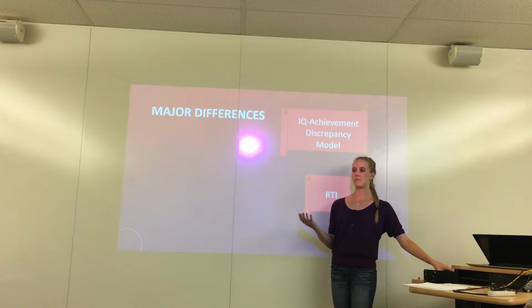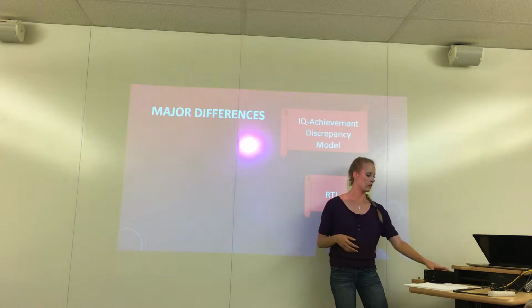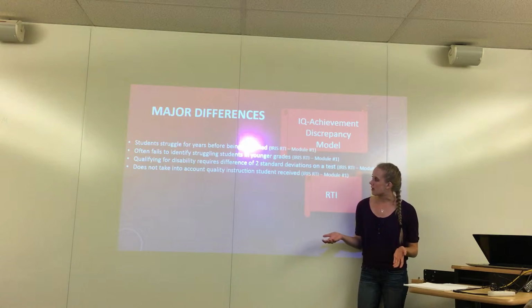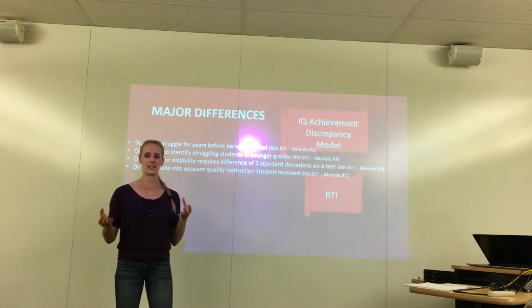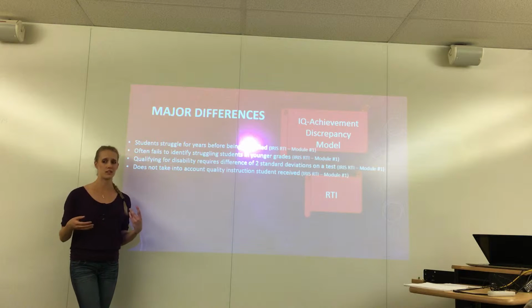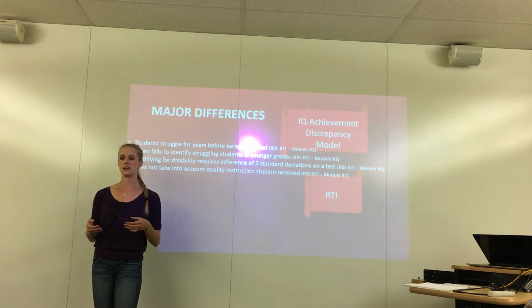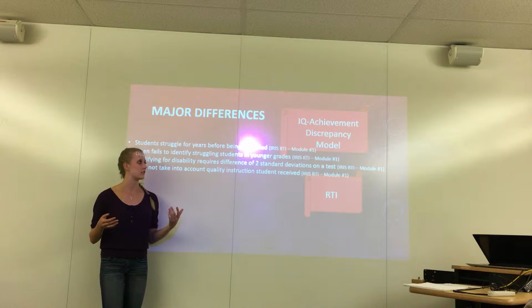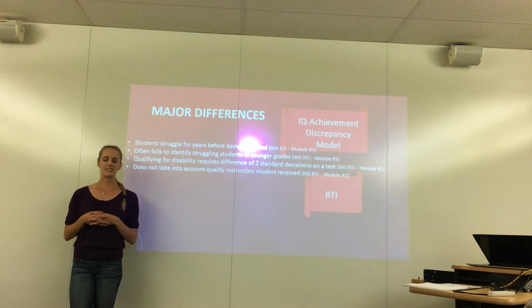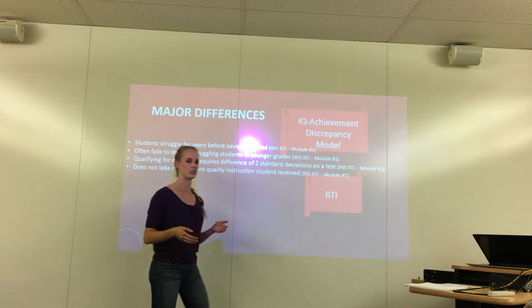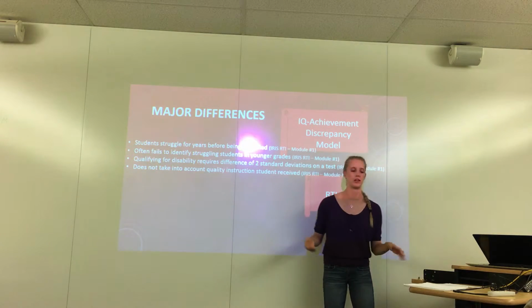So let's take a look at some of the major differences between the IQ Achievement Discrepancy Model and the RTI model. With the IQ Achievement Discrepancy Model, students often struggle for years before they're identified, and it often fails to identify students in the younger grades. Also with this model, qualifying for a disability and getting special help requires a difference of 2 standard deviations on an individualized test, and it does not take into account the quality instruction that the student received before taking the test to determine their learning disability.